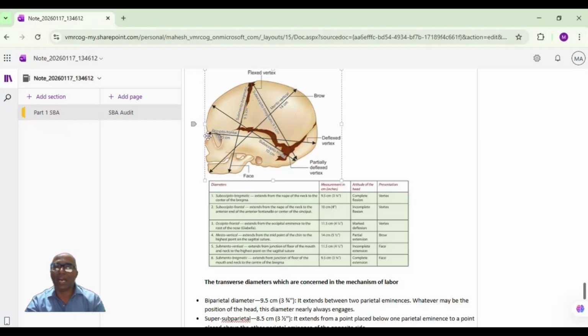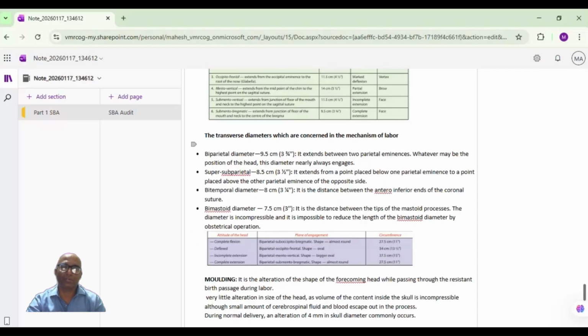They can ask you about the 9.5 in the face. Completely flexed will be suboccipitobregmatic, completely deflexed will be occipitofrontal, and face will be submentobregmatic. The longest will be the mentovertical.